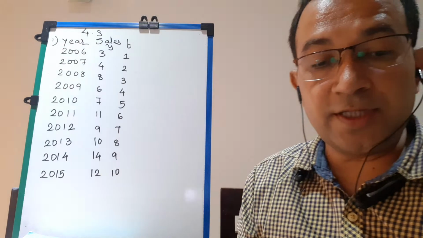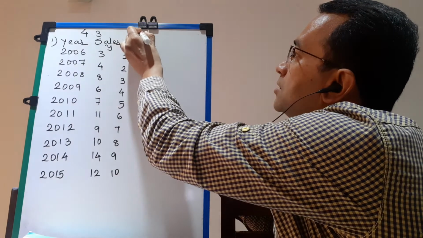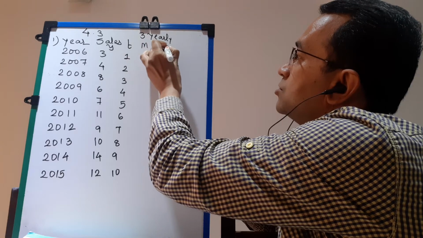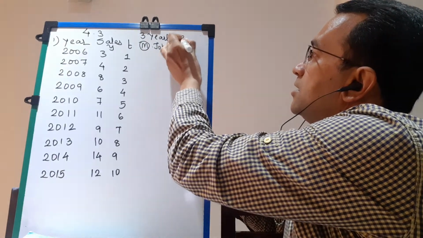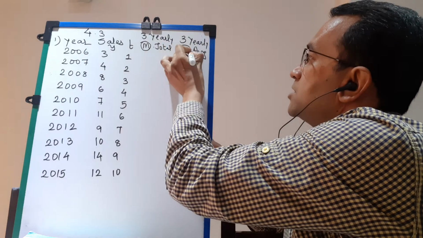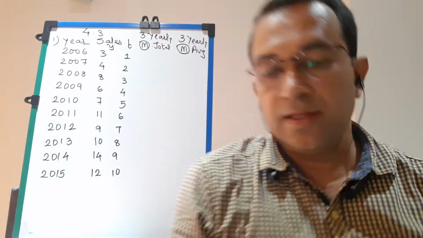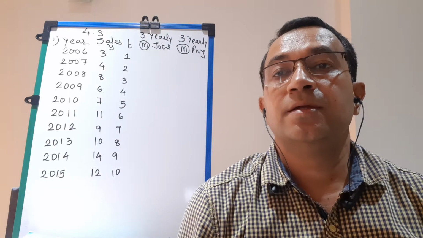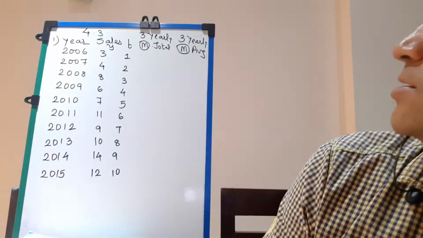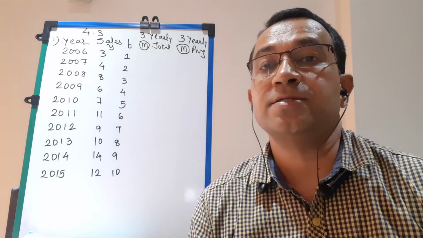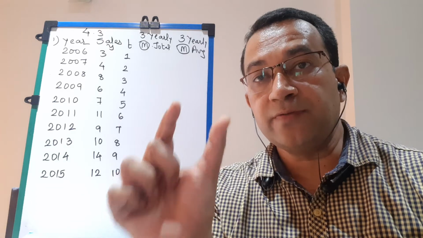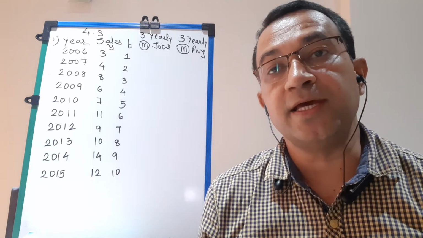Then we write 3 yearly moving total. Students, I have written in short, M stands for moving, and then 3 yearly moving average. Again, M stands for moving. Now students, all of you please try to understand. As there is less space, students, I have to write with smaller handwriting. Please bear with me.